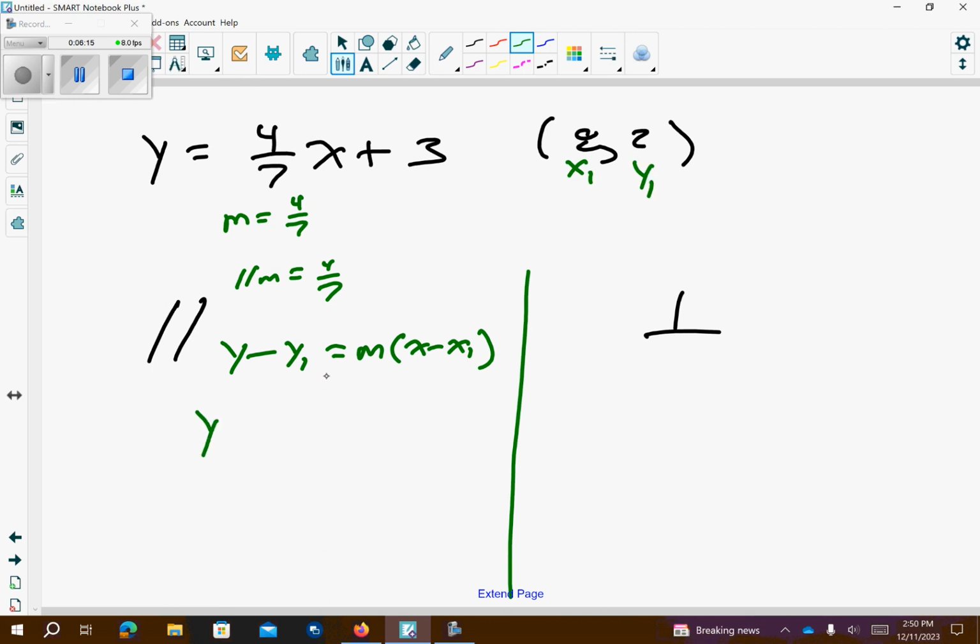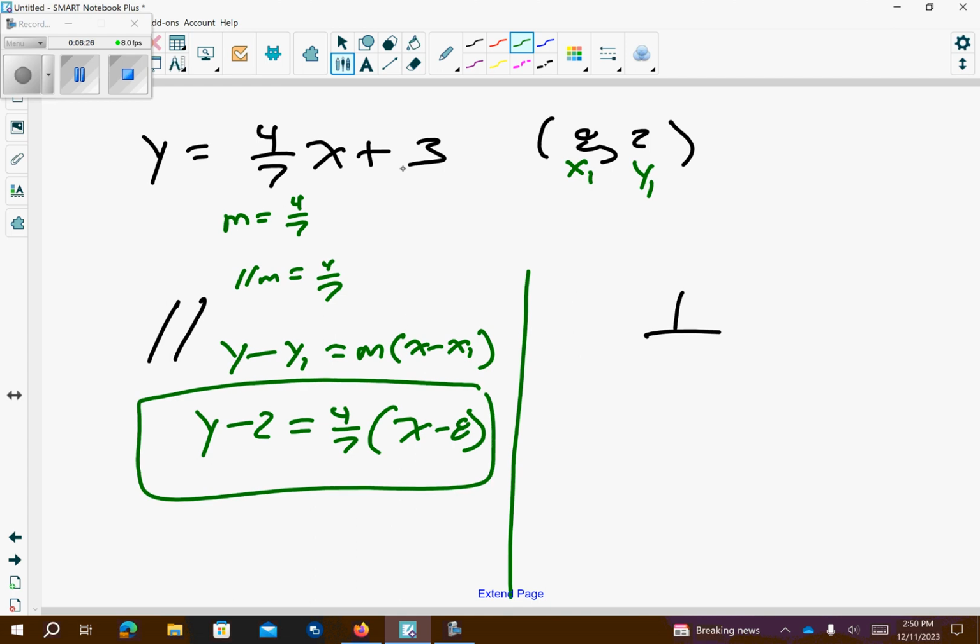Plug those in. Remember, when I plug them in, it's opposite. It's a positive 2 here. It's a negative 2 here. The slope is 4 over 7. That's a positive 8. This is going to be a negative 8. So this equation is parallel to this equation. It also contains this point.